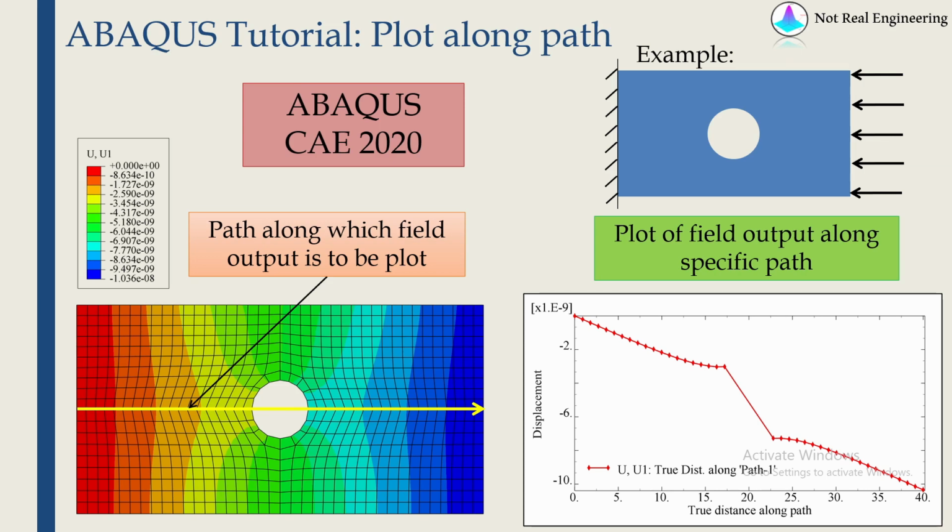I got many requests asking me to make a video about this topic. So today we are going to see how to plot along the path in Abaqus CAE. And what I mean by that is, let's say this is your geometry. There is a plate with hole and it is fixed on one end and there is some pressure on the other end. And if you do this simulation, these are the results you will obtain.